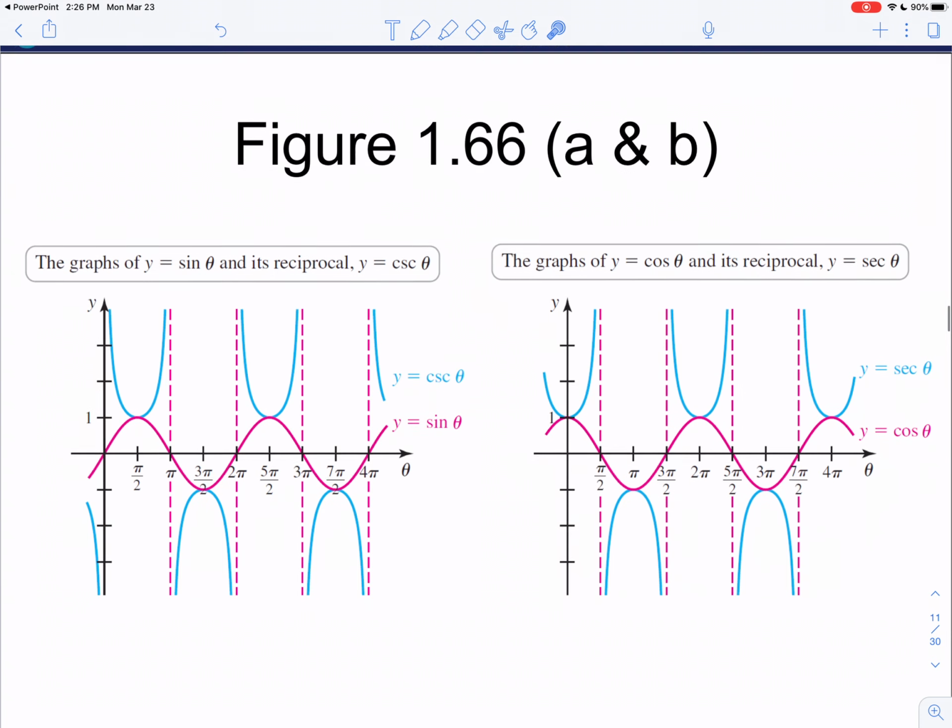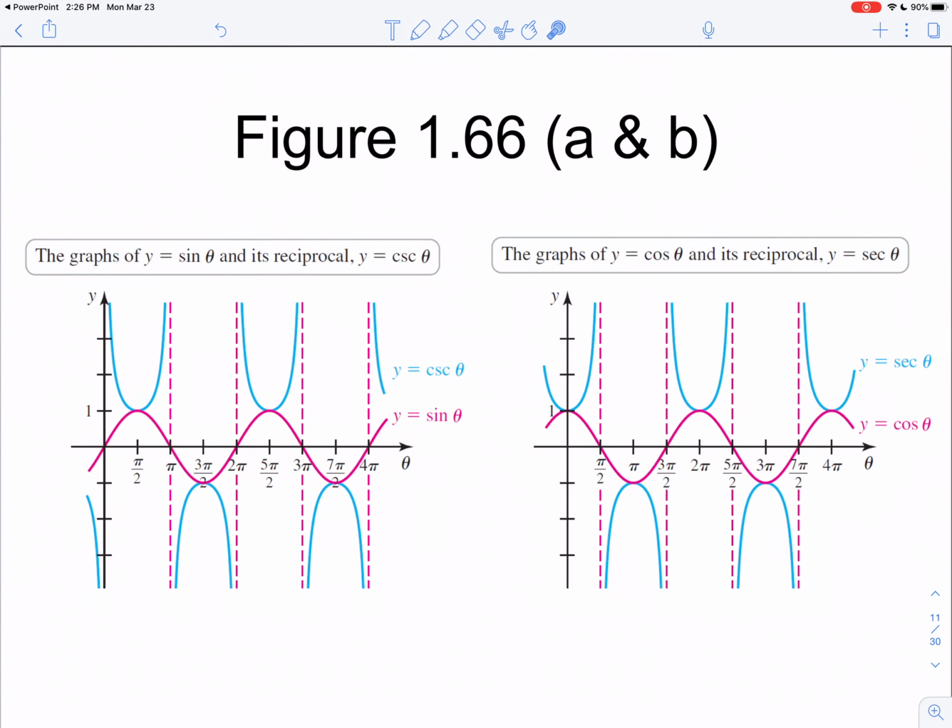These are the graphs of the reciprocal trig functions. For instance, on the left, we have the graph of sine, and then the blue is the graph of cosecant. For sine, we had the 5 key points, right? Sine started at the origin, then it went from the middle to the max, middle, min, and it continues that pattern in both directions forever.